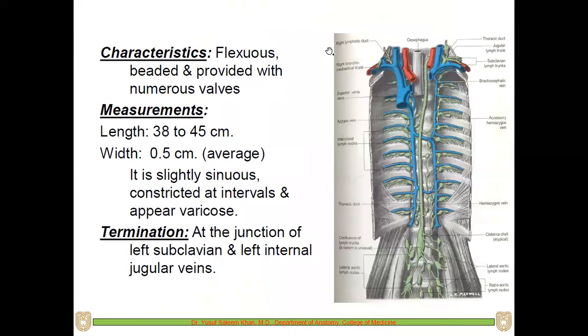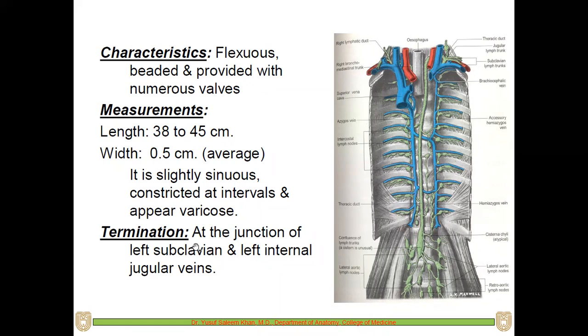Okay, coming to some of the characteristic features, it is flexuous as well as beaded. If you see here, it looks beaded because of the presence of numerous valves. It is so thin that even the presence of valves makes it beaded in appearance. That's why this lymphatic channel looks beaded, so that we can easily identify it and differentiate it from other veins and other structures. Okay. Measurement, it is almost 40 to 45 centimeters in length, width is almost 0.5 centimeters, slightly sinuous, constricted at intervals and appears very coarse.